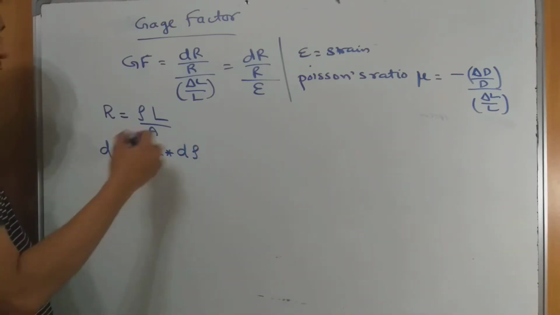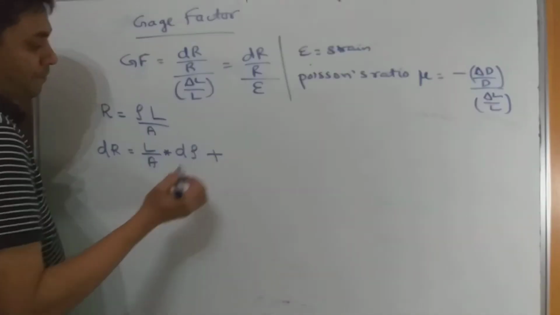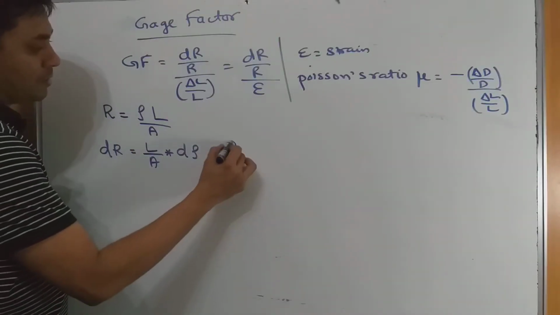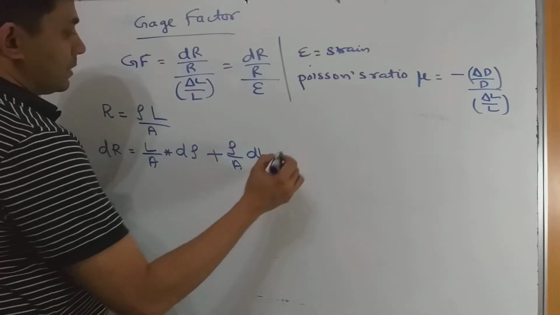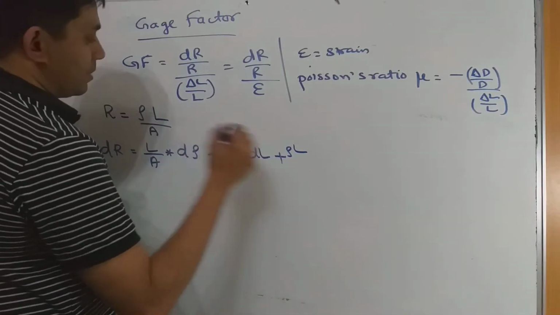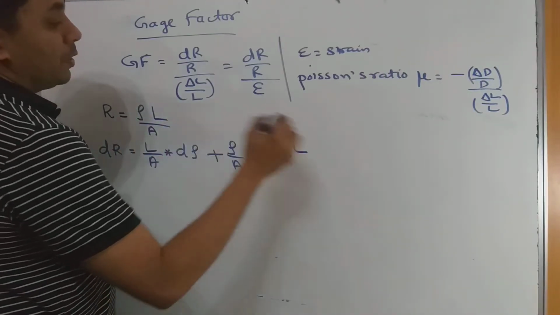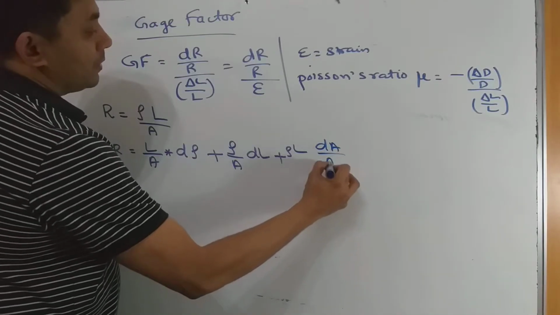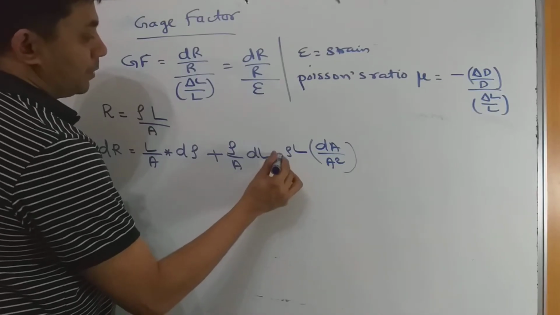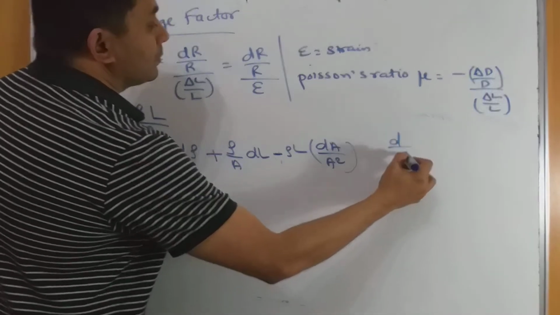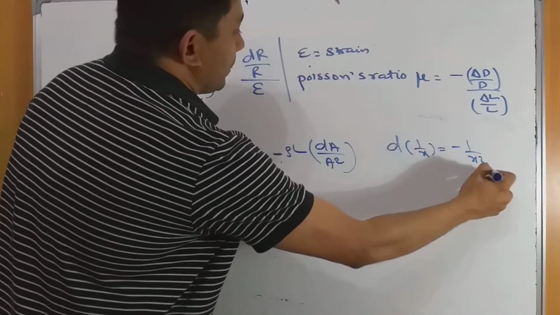So I will get d rho. You can also write dou rho or d rho. Plus, now I am going to keep L as the variable, so rho by A is going to be constant, and I will get dL. Plus next, I am going to consider rho L as constant into the differentiation of 1 by A. If you differentiate 1 by A, we will get dA over A square with a minus sign, because the derivative of 1 by x is minus 1 by x square.